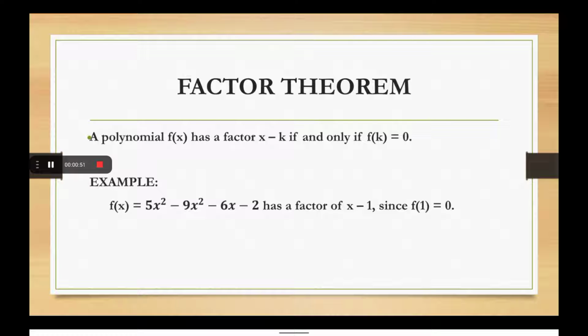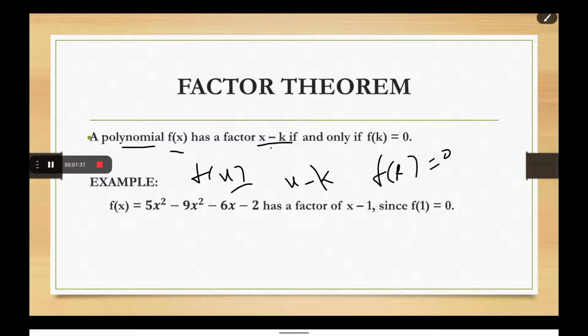I will explain the factor theorem. This is the statement of the factor theorem: a polynomial f of x has a factor x minus k if and only if f of k equals 0. That means, if any polynomial f of x, whether a quadratic or linear function, whatever it may be, has a factor x minus k, then f of k equals 0.